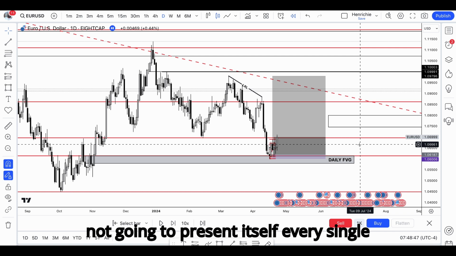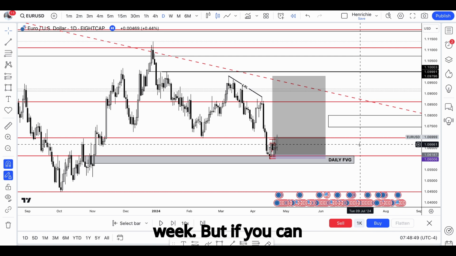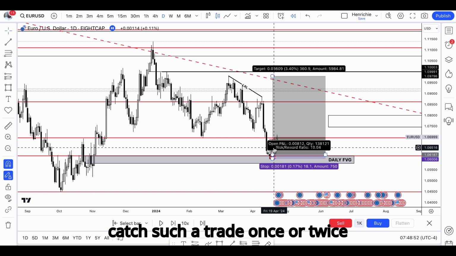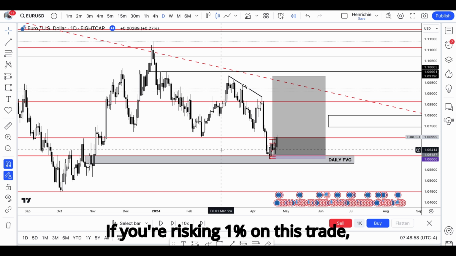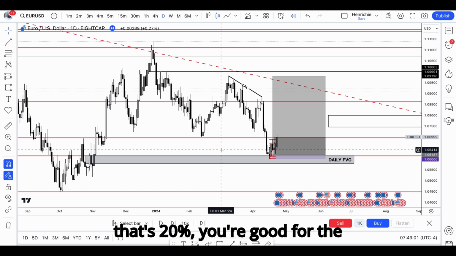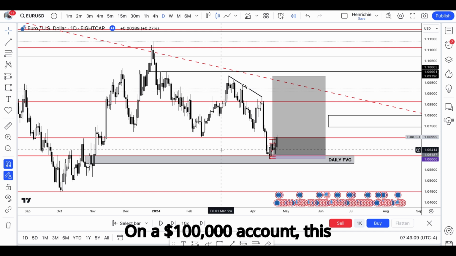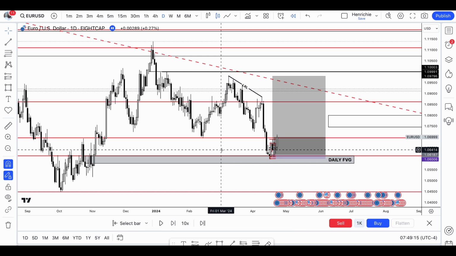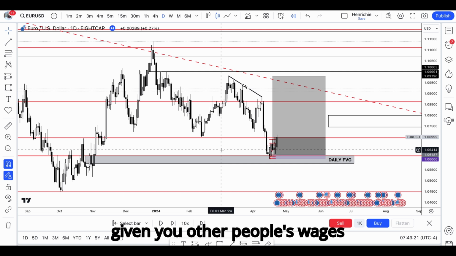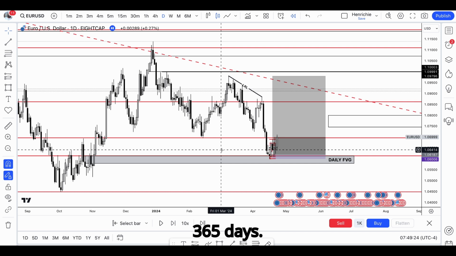Now, these kinds of trades are not going to present themselves every single week. But if you can catch such a trade once or twice a month, you're good. If you're risking 1% on this trade, that's 20%. You're good for the next 3 to 4 months. On a $100,000 account, this is $20,000. A lot of people make $20,000 per year. One trade has given you other people's wages for a whole 365 days. One setup.